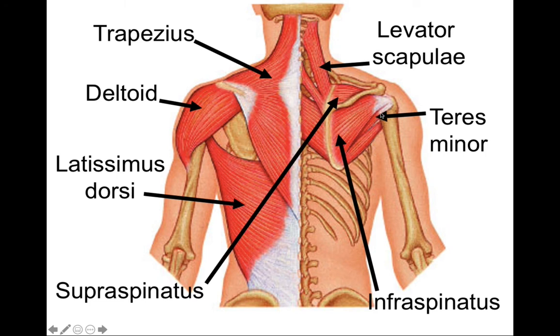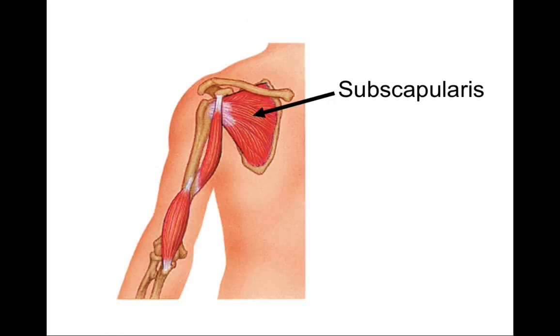Teres minor will be the smallest of our rotator cuff muscles, and this will insert at the same location that the infraspinatus will. Therefore, these two muscles will tend to do very similar actions. Our last rotator cuff muscle is the subscapularis. The subscapularis is unique because it's found on the anterior side of the scapula, specifically in the subscapular fossa, hence its name as the subscapularis muscle. One way that we can see that this is the anterior side of the scapula is that there's no scapular spine on this side. We'll also find the clavicle shown here, and the clavicle is an anterior structure.